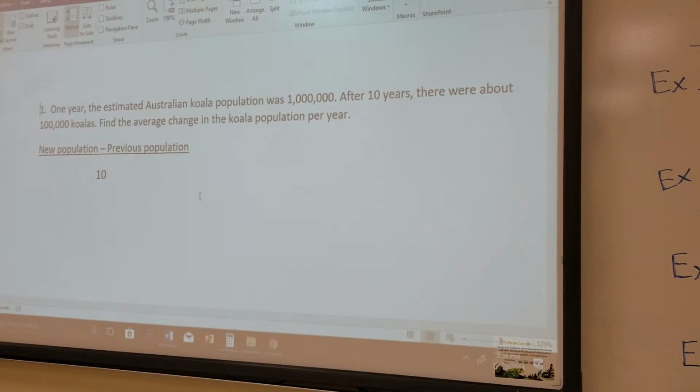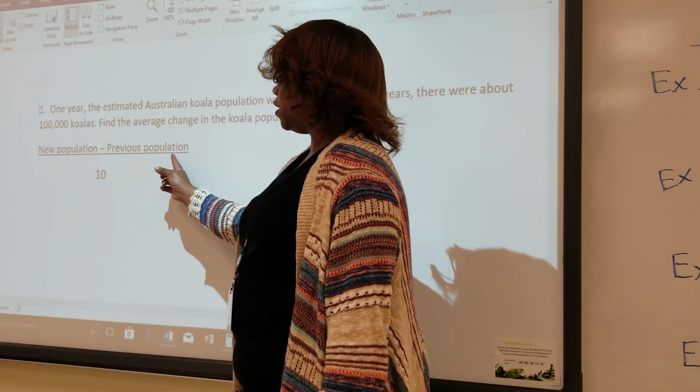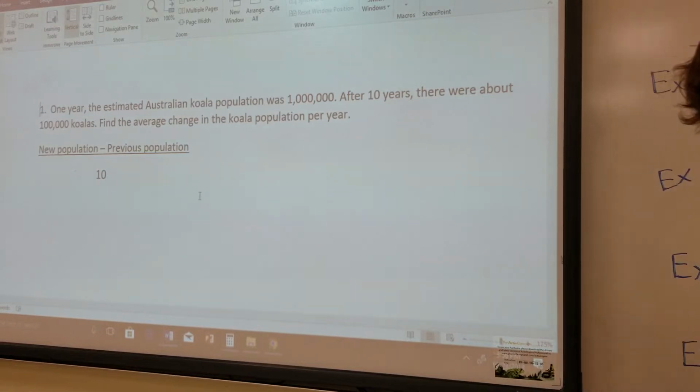One year, the estimated Australian koala population was 1 million. After 10 years, there were about 1,000 koalas. Find the average change in the koala population per year. And they give us a formula: new population minus previous population divided by 10. Okay? So go ahead and copy that down, because you always want to have a word problem that you can refer back to in your notes.